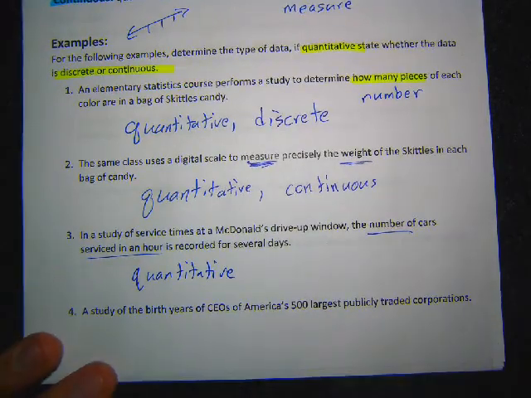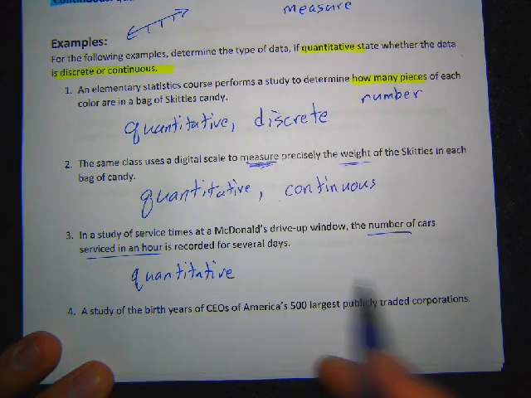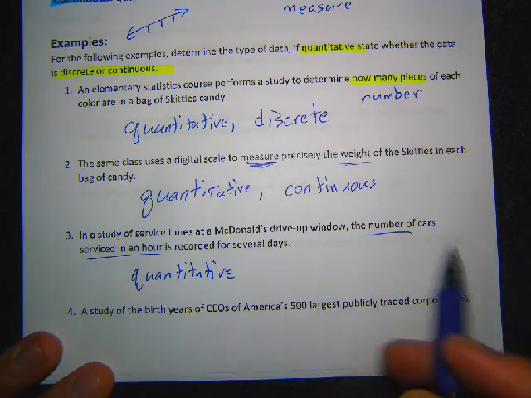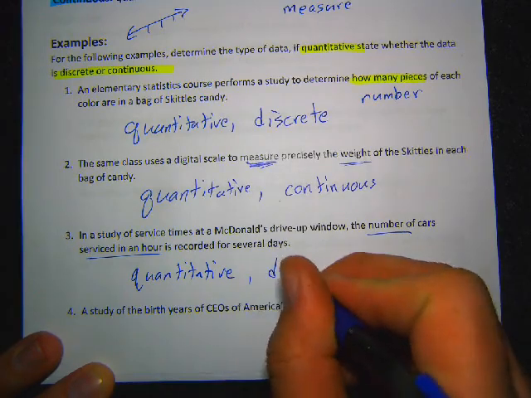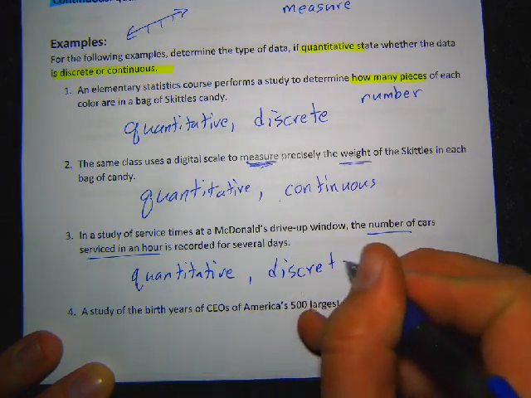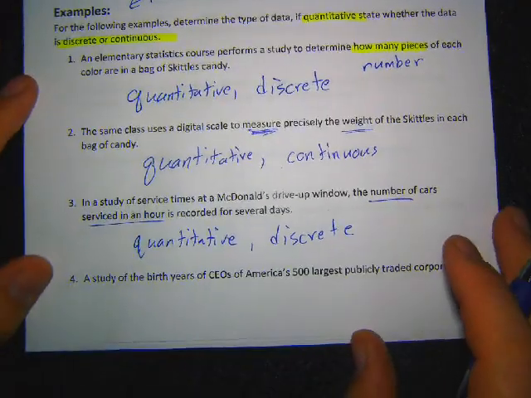And then we have to think, is this going to be discrete or continuous? Well, we're not measuring the cars like width or height or anything like that. We're actually counting how many cars there are. Since we're counting, again, this is going to be discrete. That is discrete. Okay, got one more.